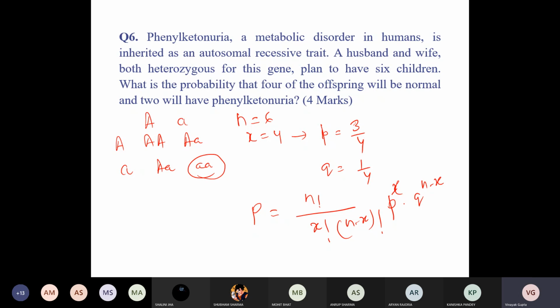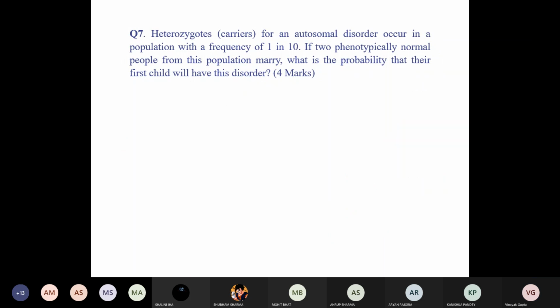Sir, for the 7th one also, I got 1 by 400. Yes, 1 by 400, that is the correct answer. Somehow I remember this answer. Okay. Any other doubt with respect to your quiz one?